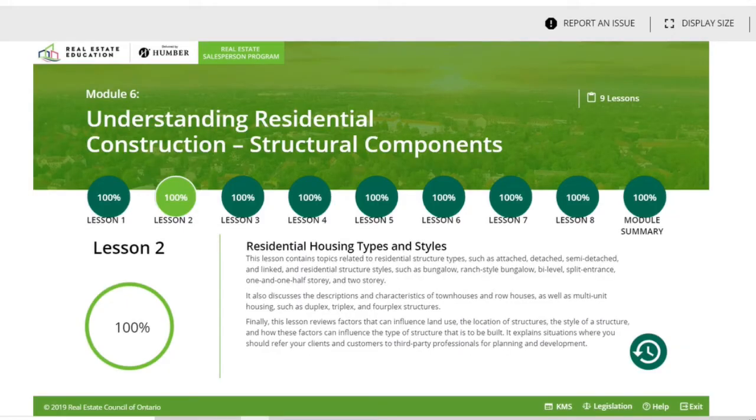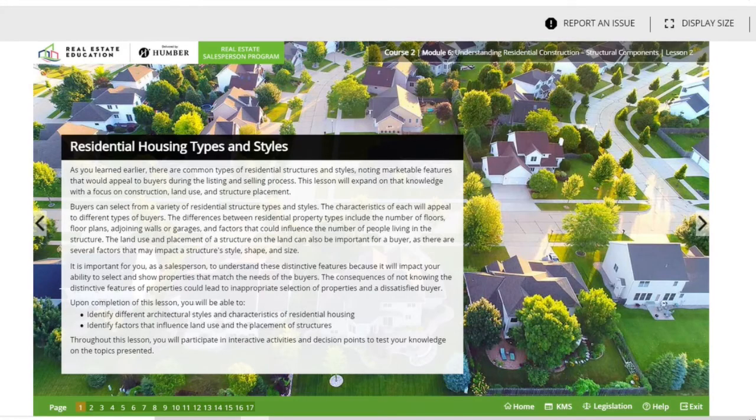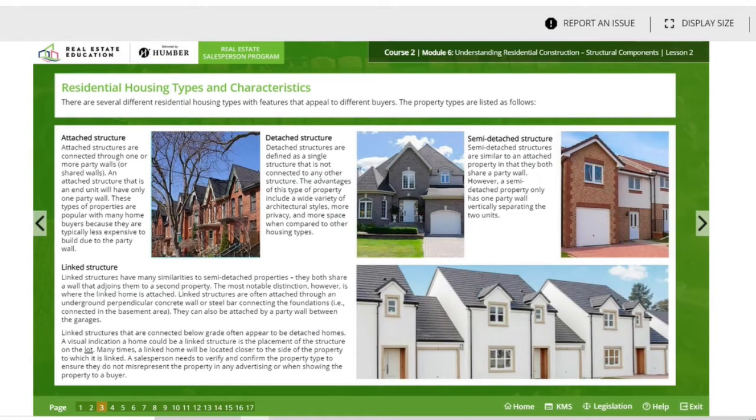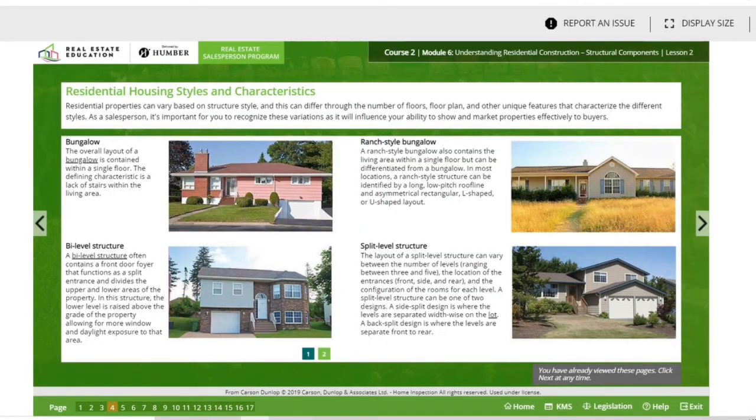It's residential housing types and styles. We learned this in course 1, but we're gonna go through it quickly. So there's attached structure, detached structure, semi-detached structure, and linked structures. These are the residential housing types. And residential housing styles: there's a bungalow, a ranch style bungalow, a split level structure, and a bi-level structure.